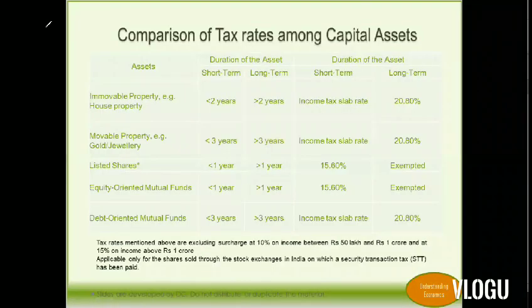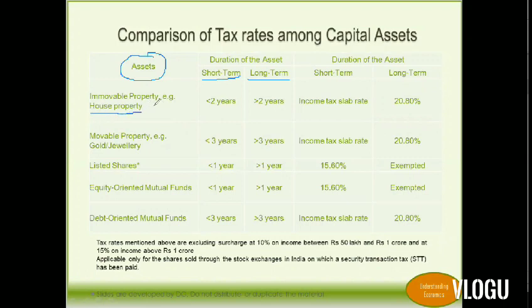Now, as we know, we need to first identify the type of the capital asset. We know that there are two types of capital asset. One is short-term capital asset and the other one is long-term capital asset. And how can we identify the time period as short-term or long-term? It depends on the type of the asset. So in this case, for our example, we are dealing with an immovable property, that is the housing property.